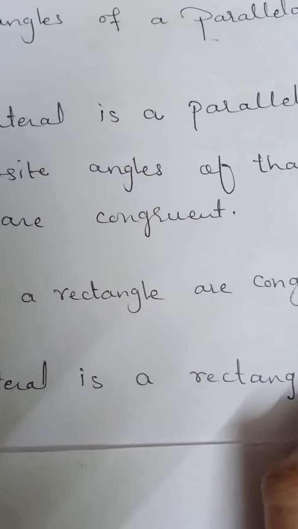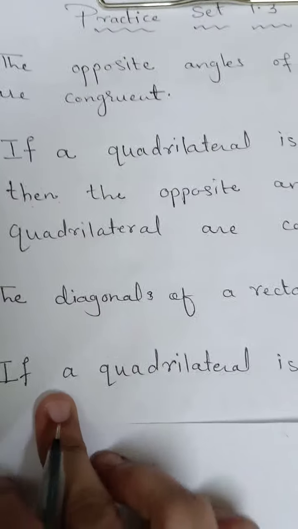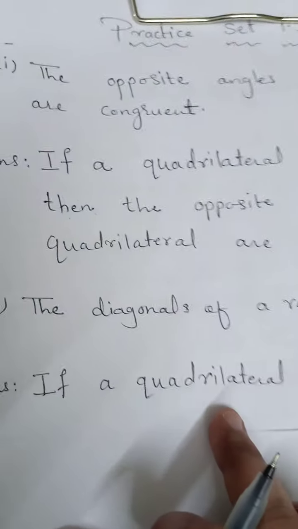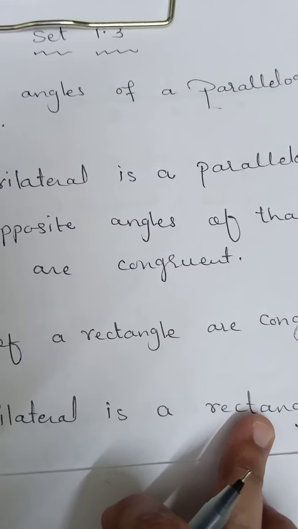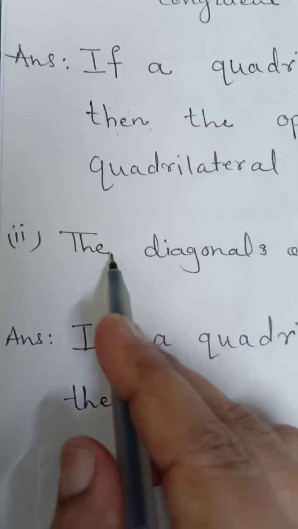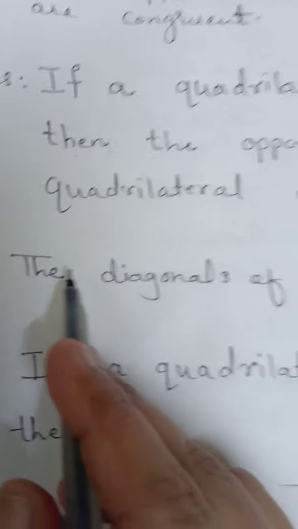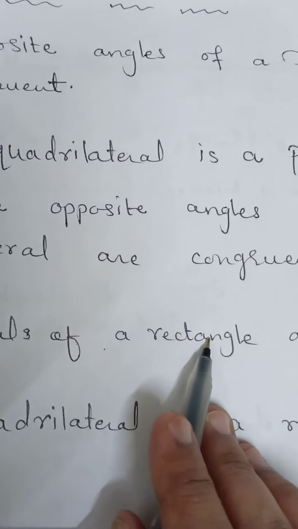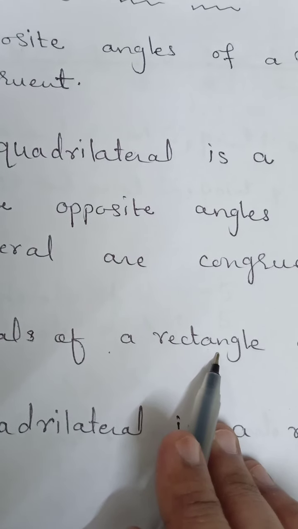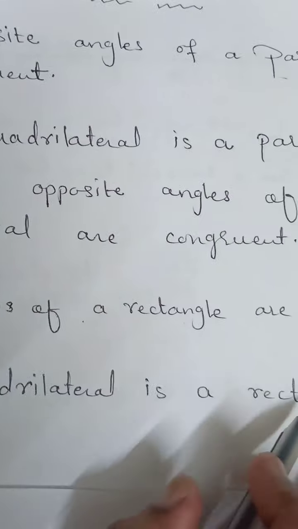You only have to remember that the statement will start from if, and it is a type of quadrilateral. So we will start with the quadrilateral. If a quadrilateral is a rectangle, then now our second statement will start here. After that we have to start from the question: then the diagonals of that quadrilateral. In the place of rectangle we will take that quadrilateral, because rectangle we have already taken. That quadrilateral are congruent.